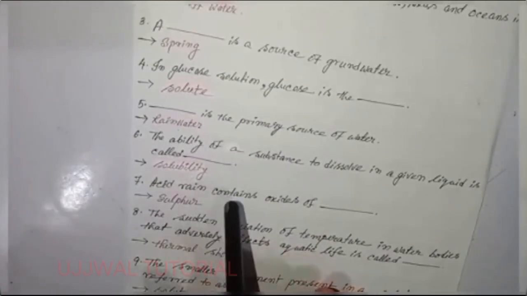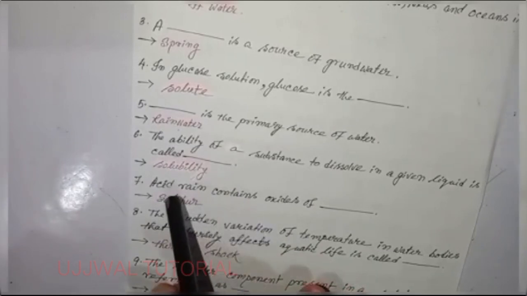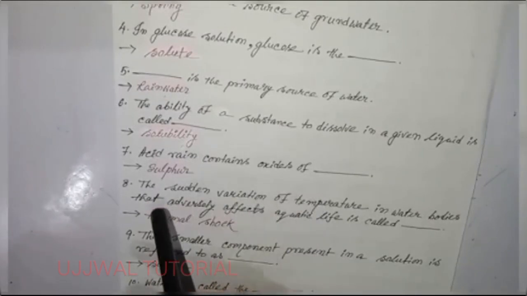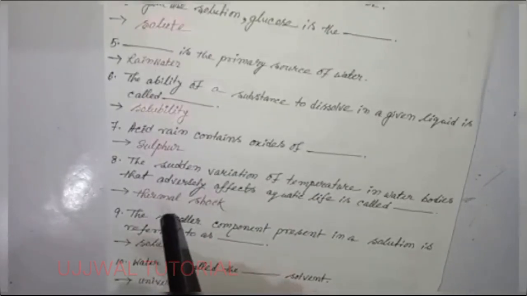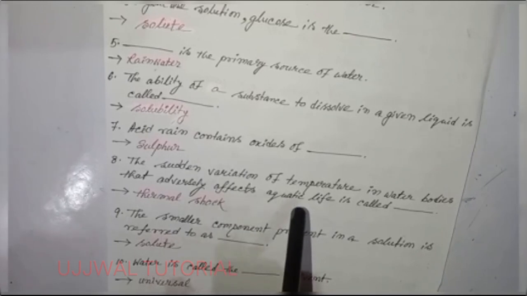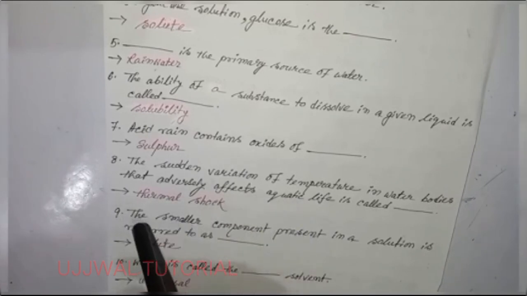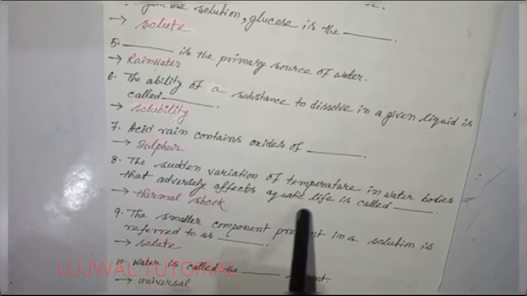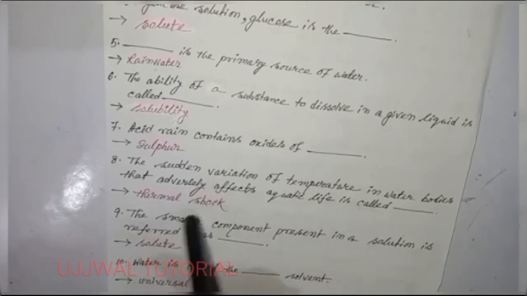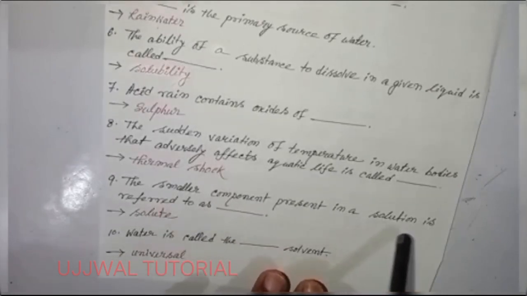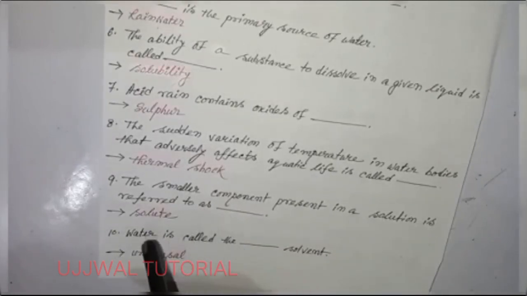The ability of a substance to dissolve in a given liquid is called solubility. Acid rain contains oxides of sulfur. The sudden variation of temperature in water bodies that adversely affects aquatic life is called thermal shock. The smaller component present in a solution is referred to as the solute.